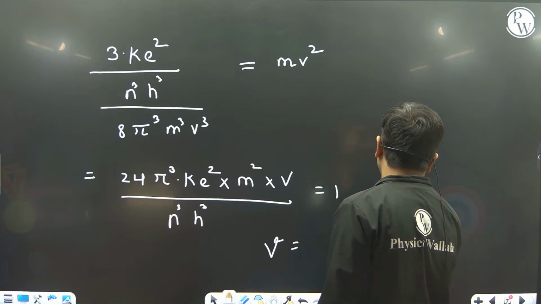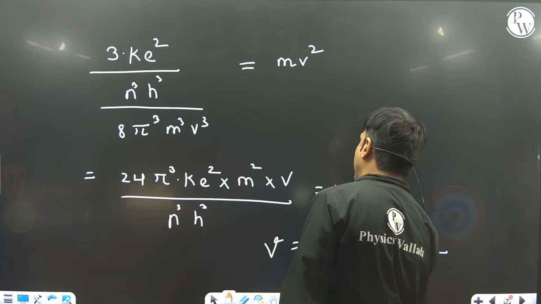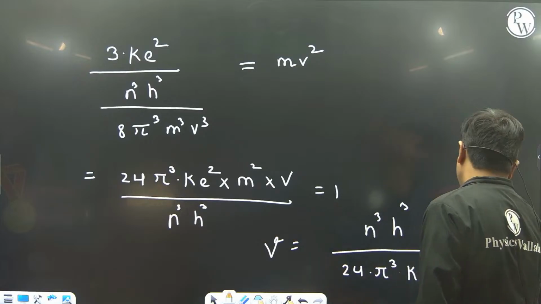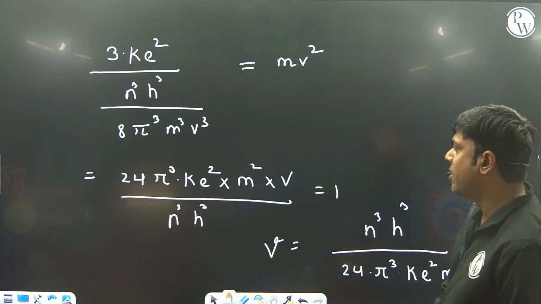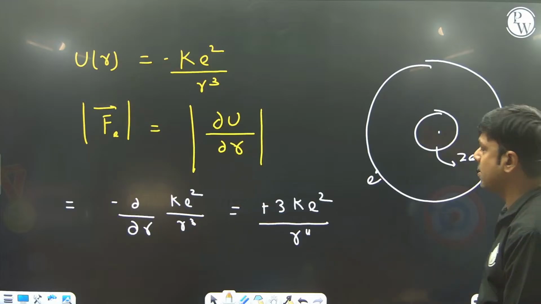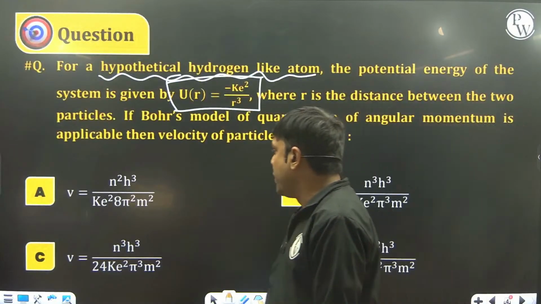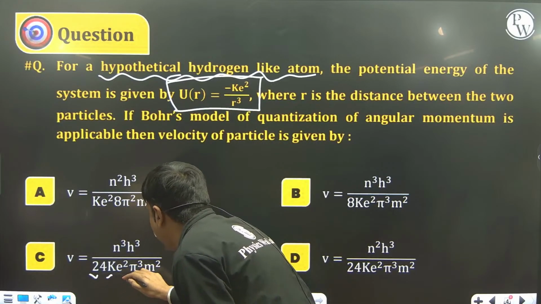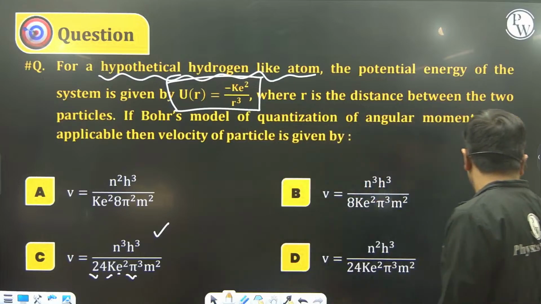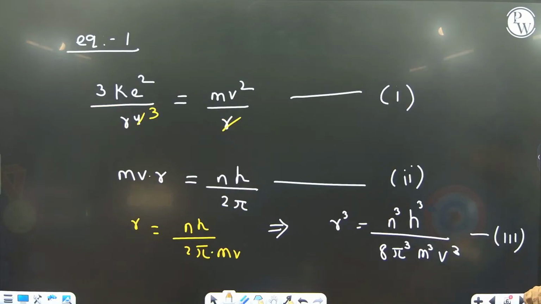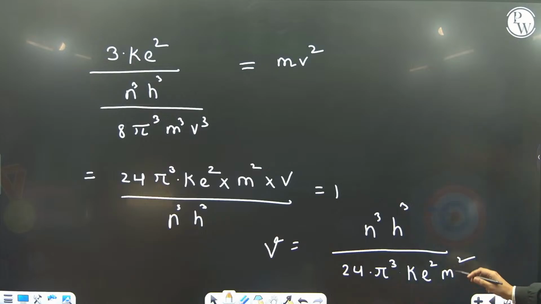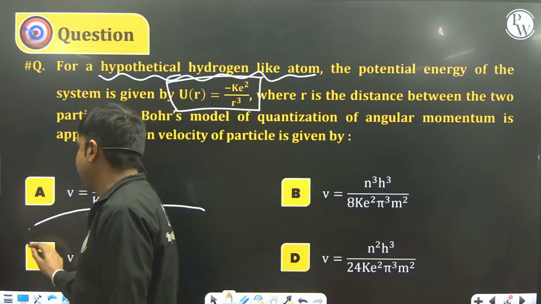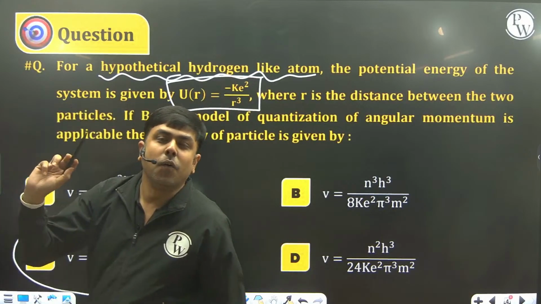So from here, this v, I can calculate the magnitude of velocity, which will be nothing but n cube h cube upon 24 pi cube k e square m square. Let's have a look at the options. V equals n cube h cube upon 24 k e square pi cube m square. I hope this one was our answer also. Perfect. So if we look at this particular question, the correct answer is C.